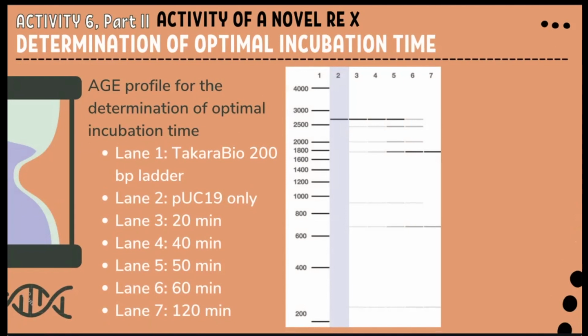Third, based on this AGE profile, the optimal incubation time was found to be 60 minutes, that is, in lane 6. If we only use 50 minutes of incubation time, then we would still see the 2700 base pair undigested plasmid. Hence, 60 minutes is the shortest time needed in order to digest the plasmid into its fragments.